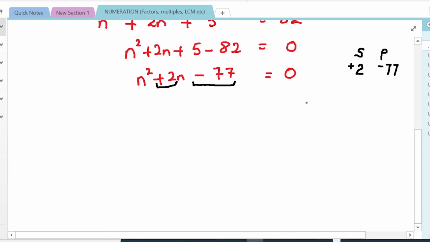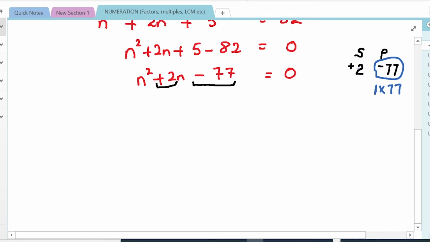Those are the two numbers. So we start looking for those two numbers. How do we look for those two numbers? Now I'm doing some side work here. We look for those two numbers by looking for the factors of 77. So from here we can say 1 times 77 gives us 77.